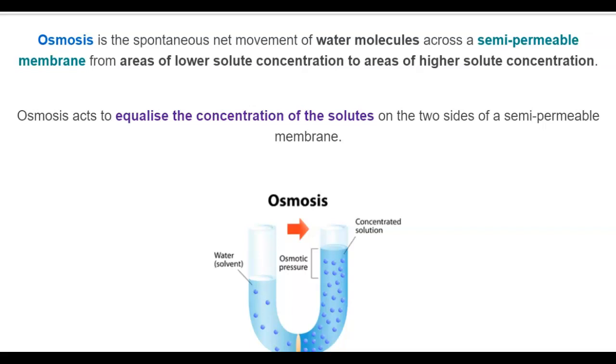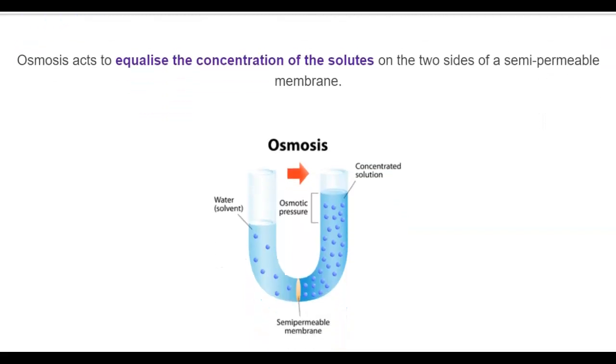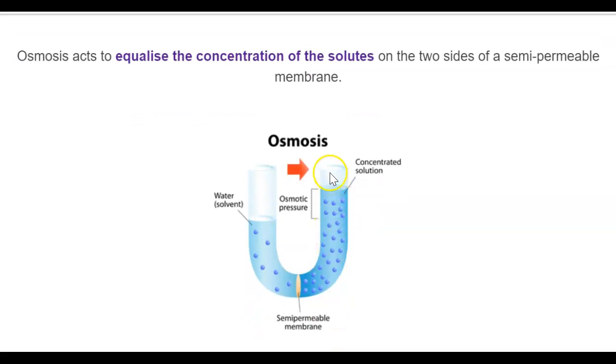And the next thing you need to know is that osmosis acts to equalize the concentration of the solute, for example the sugar or the salt, on the two sides of a semi-permeable membrane. So you can see here we've got a U-shaped test tube. In the middle there is a semi-permeable membrane, which means it will allow some small particles to pass through. Now on the right hand side we've got a concentrated solution, so it might be lots and lots of sugar particles, or it could be salt.